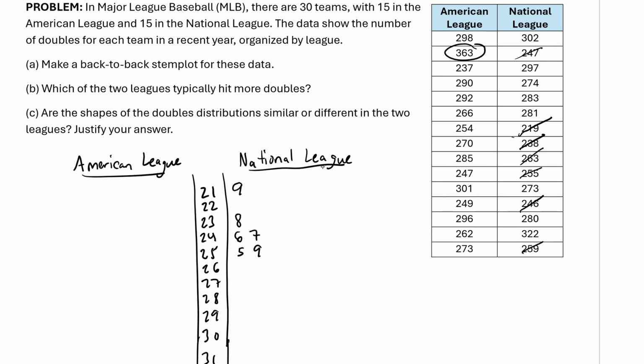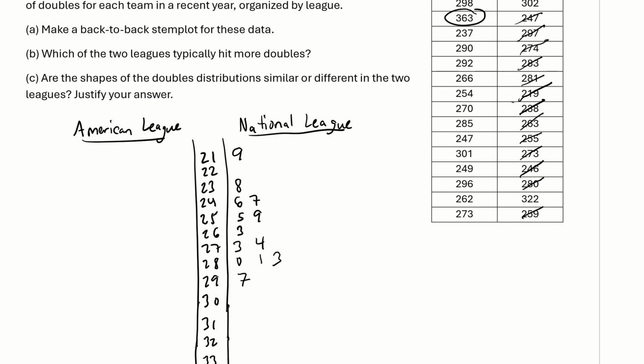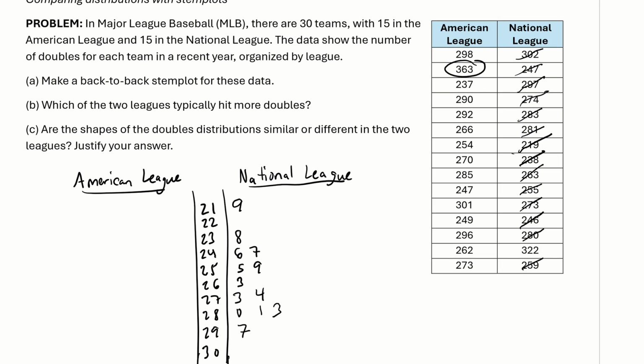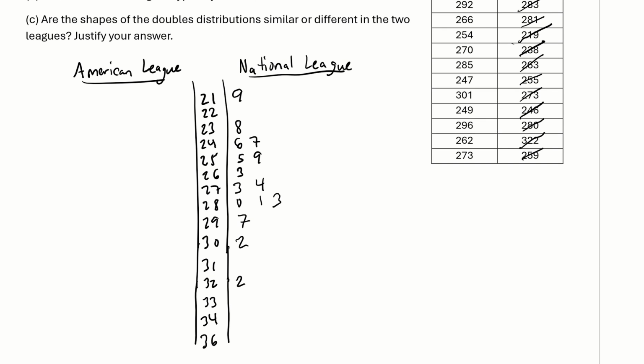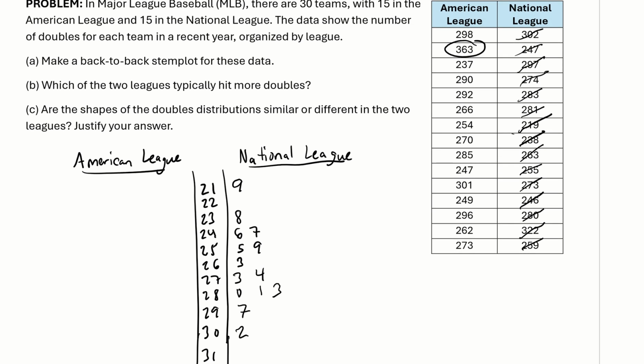Here we got 263 and no other 26 stems. For the 27s, 274 and 273, so we got 3 and then 4. For 28, we got 283, so that's 3, a 280, so that's 0, and a 281, so 0, 1, and 3 for the 28s. I think that's it. We got 297, so that's a 7. We got a 30 and a 2, and we got 322. That takes care of the National League. We'll have to make the key, of course.